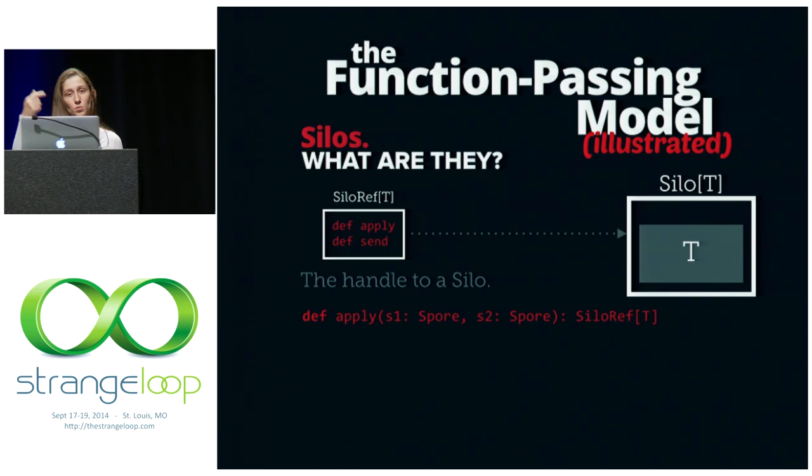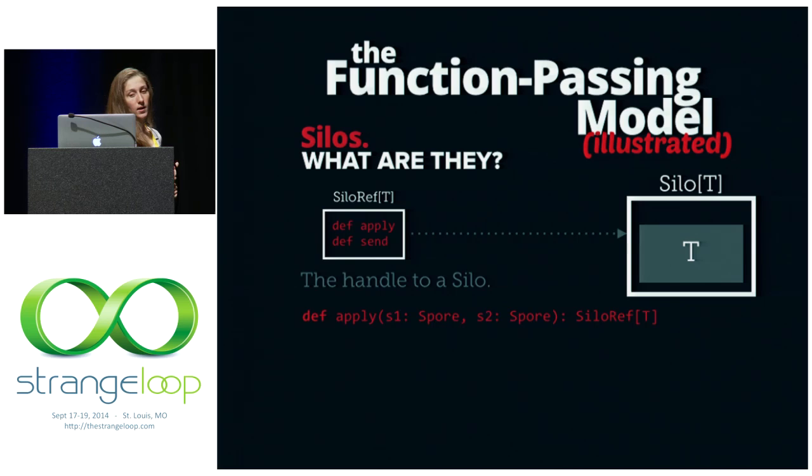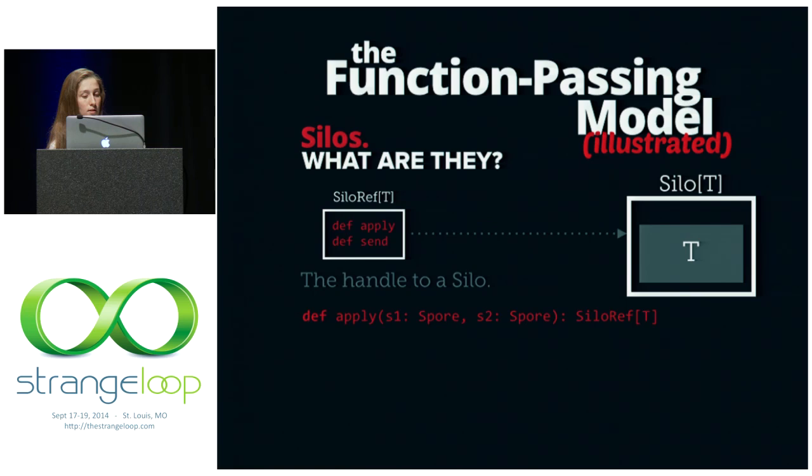So the first important method is an apply method, right? So I want to apply a function to my data. There are two functions here, these two things, and the apply method returns another silo ref.